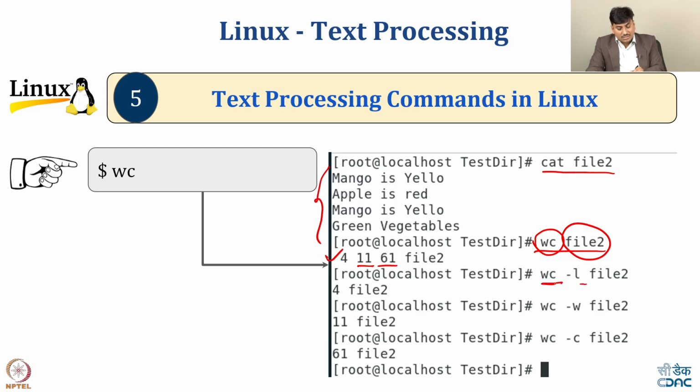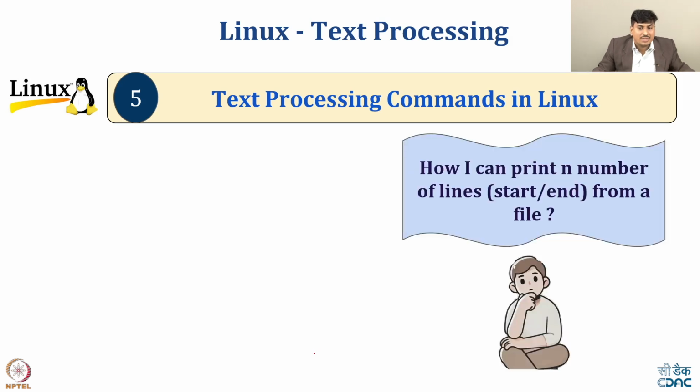One by one as well I can put. If I just pass the parameter wc -l to the file, it gives me that 4 lines are there. If I want to count the words, I can pass -w to this wc command, and if I want to count the characters, likewise I can count the characters as well.